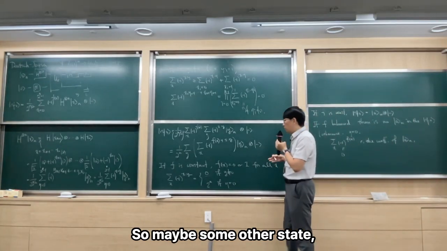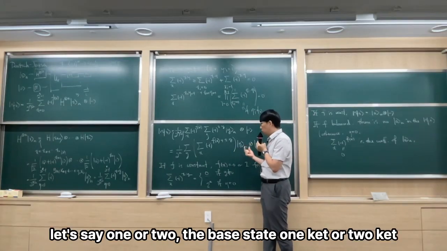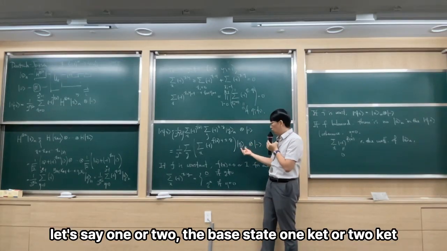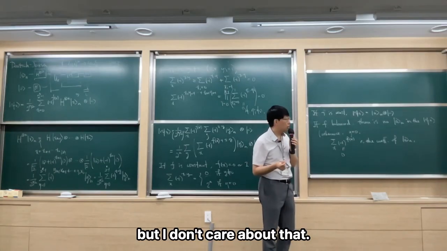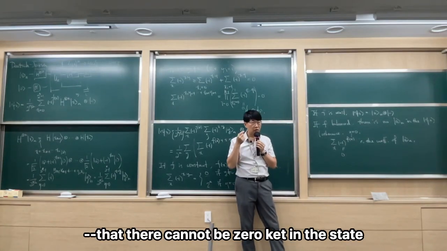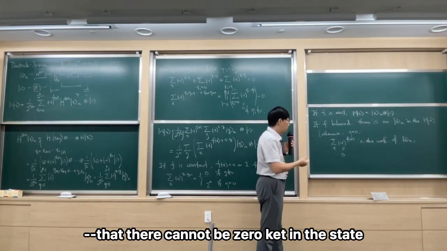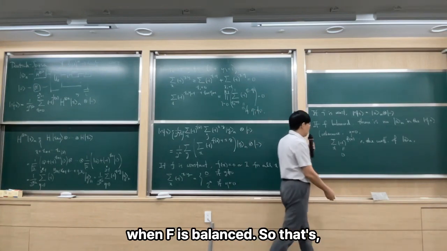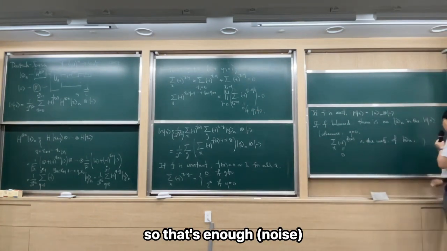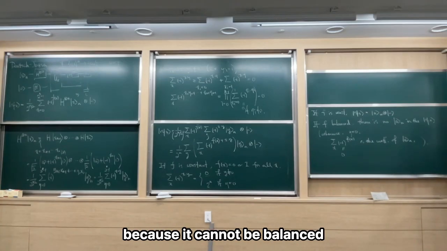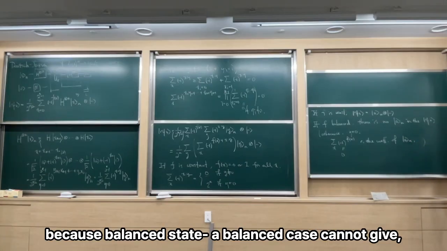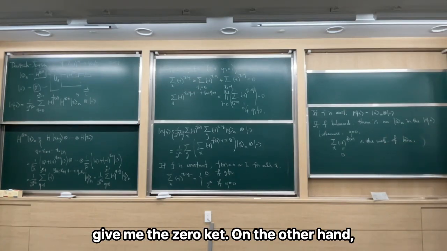Maybe some other state, like the basis state 1 cat or 2 cat, may have a 0 coefficient too, but I don't care about that. I just want to make sure that there cannot be 0 cat in the state when f is balanced. That's enough, because if I see all zeros in the measurement, then I know that it must be constant, because it cannot be balanced. The balanced case cannot give me the 0 cat.